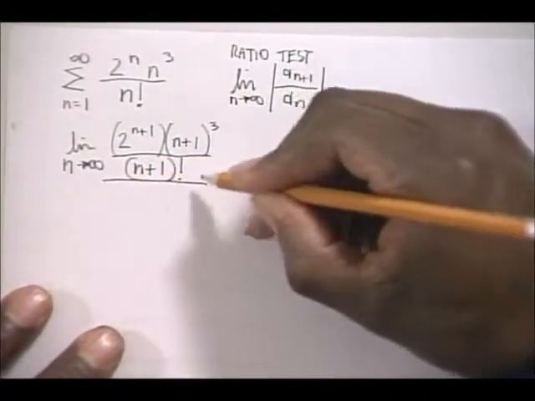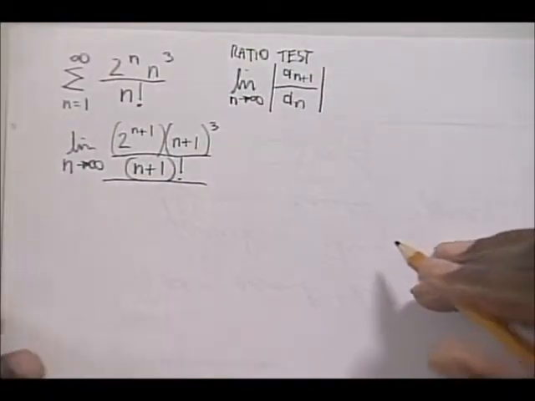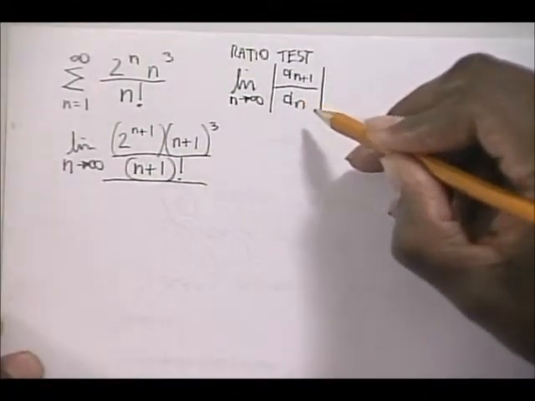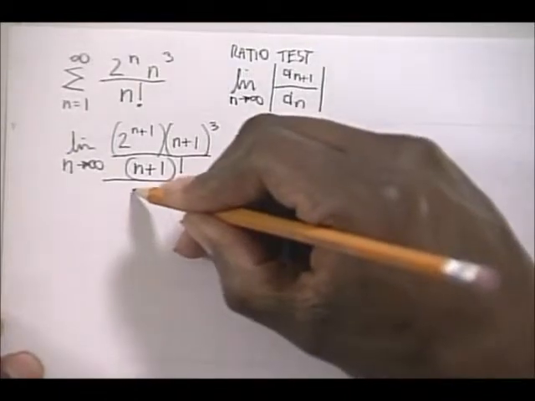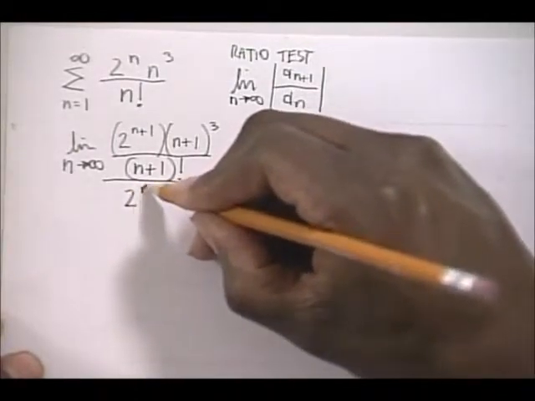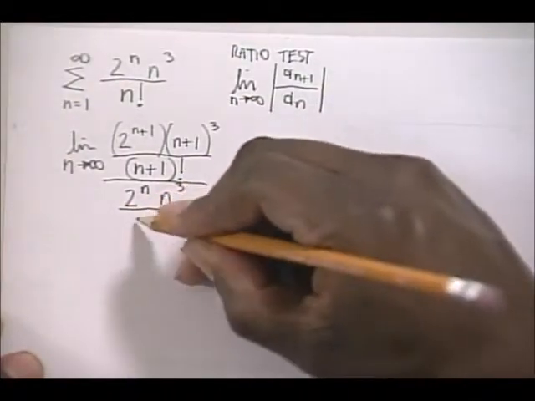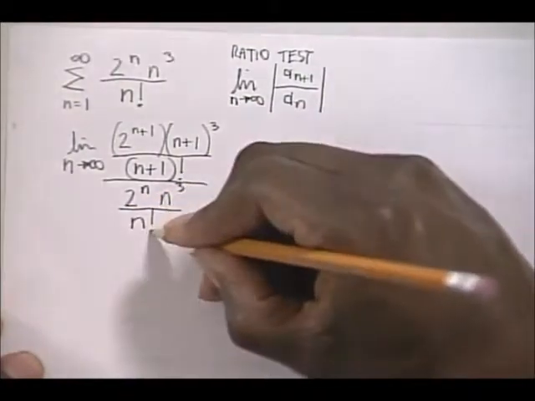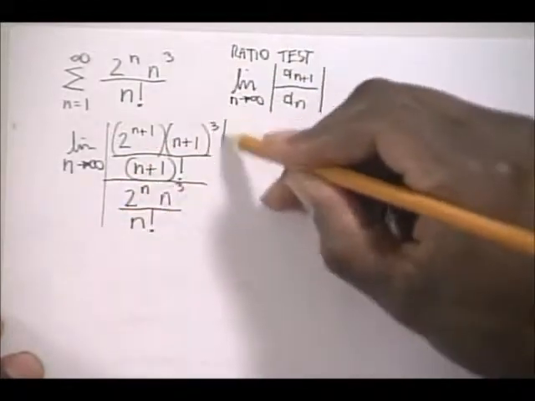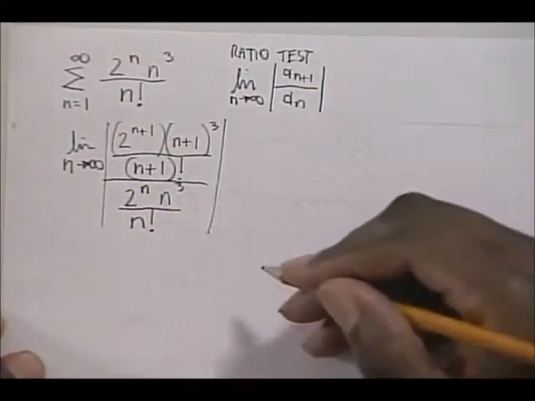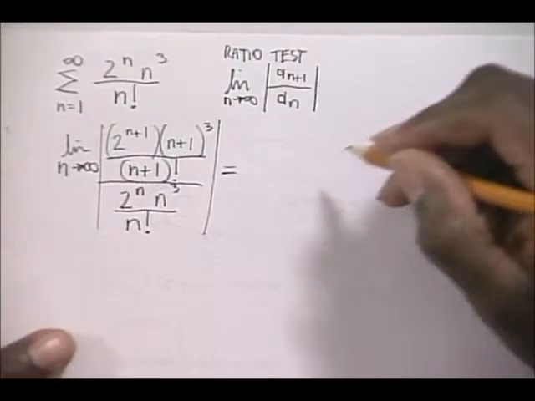Well, now that's a to the n plus 1, so now this test says divide that by a to the n. All right, so that's just the original series, 2 to the n times n to the third over n factorial. And don't forget that that is all absolute value. All right, so let's evaluate this limit.